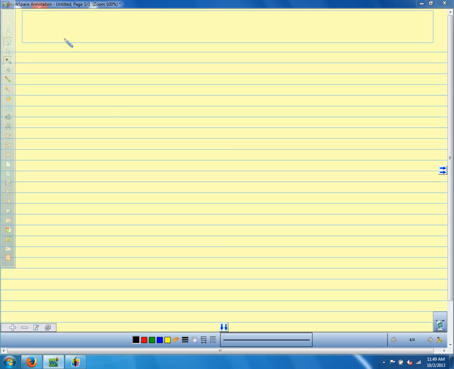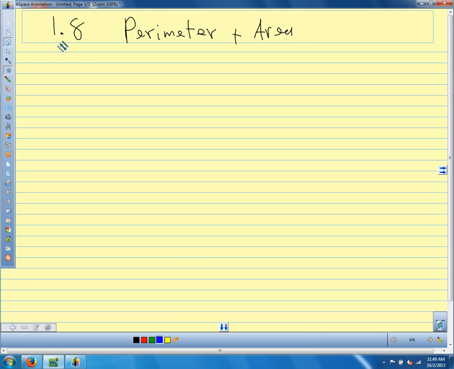So this is our last section, 1.8 in chapter 1. So before we start talking about formulas, let's talk about what these words mean.